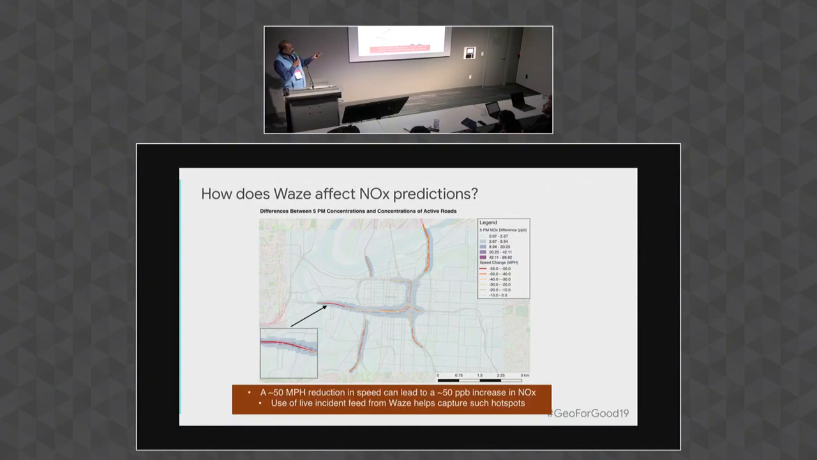And then based upon dispersion and converting from the emissions factors, you see that NOx goes up by between 40 to 88 parts per billion. So a 50 miles per hour reduction in speed led to a 50 ppb increase in NOx at that particular location. That was the amount of information we were able to capture thanks to Waze traffic congestion.